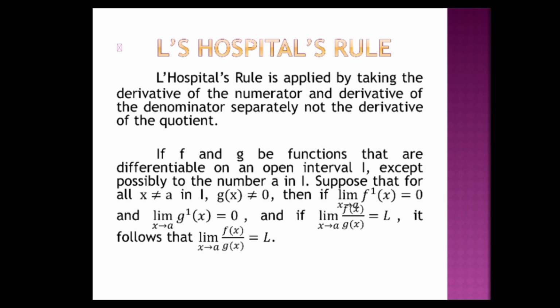If f and g are functions that are differentiable on an open interval I, except possibly at a number a in I, and suppose that for all x not equal to a in I, g of x is not equal to 0, then if the limit of f prime of x equals 0 and the limit of g prime of x as x approaches a equals 0, and if the limit of f prime of x over g prime of x as x approaches a equals L, it follows that the limit of f of x over g of x as x approaches a equals L. The theorem is valid whether all the limits are right-hand limits or all the limits are left-hand limits.